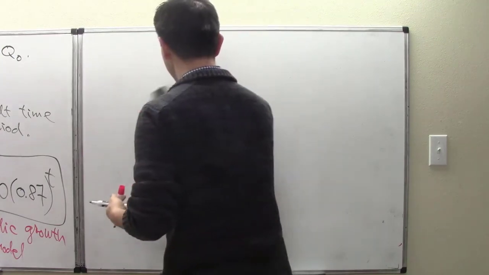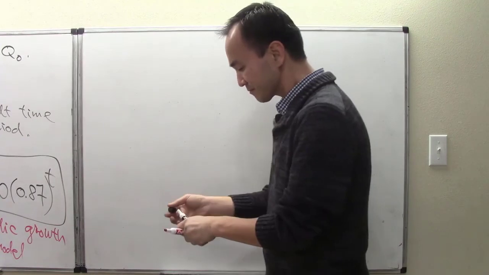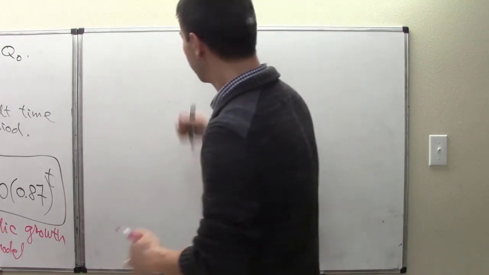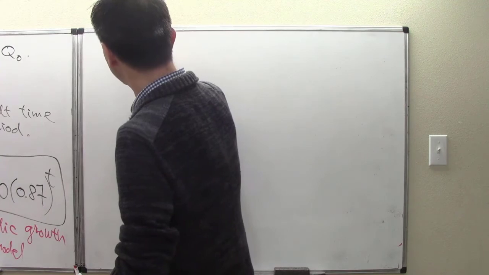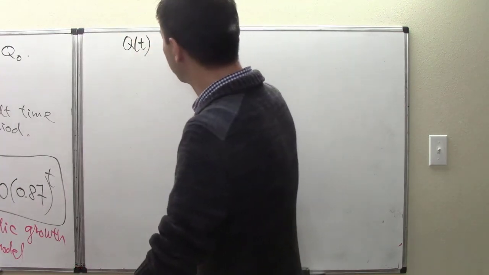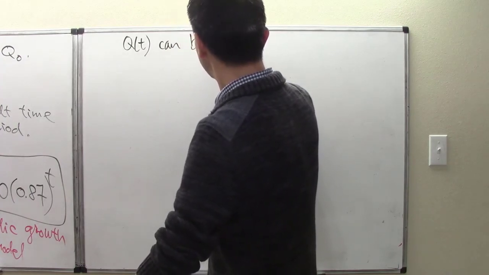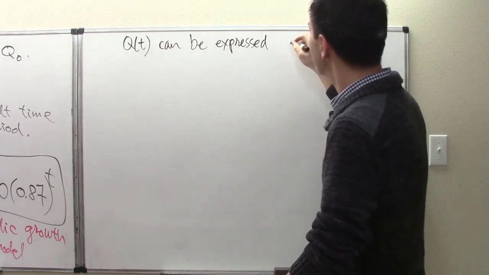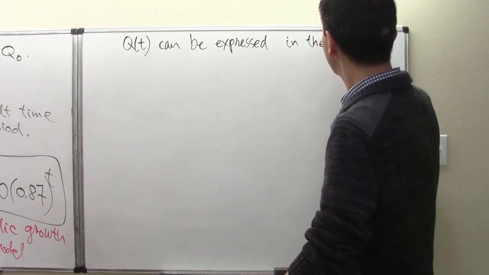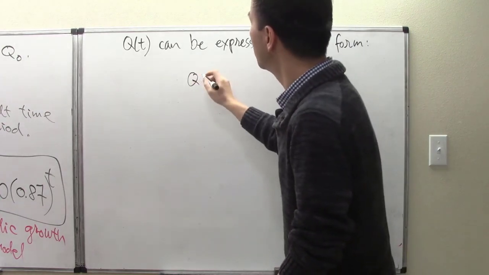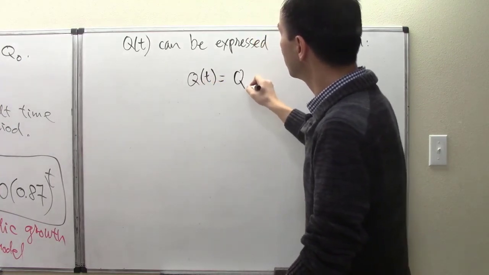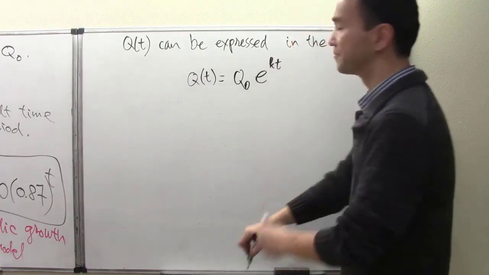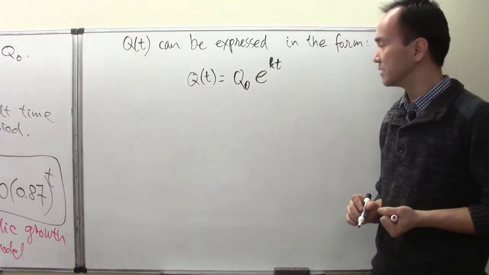So just like that similar argument I made when we were going over problem 1 just earlier, Q of t, our quantity decay, our quantity that's losing itself, can be expressed in the form Q of t equals Q sub 0 times base e raised to the power of kt. In the form of power of kt right here.